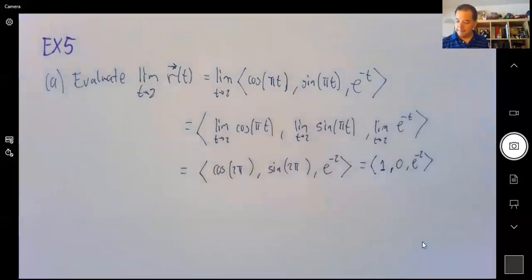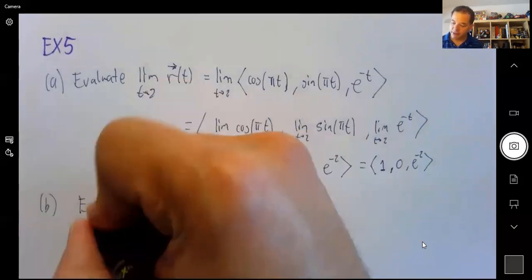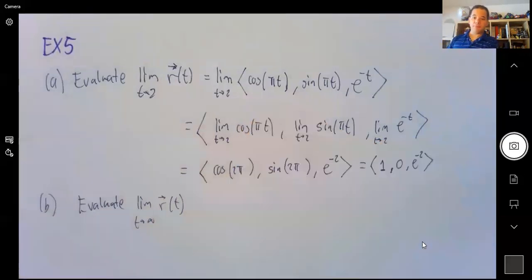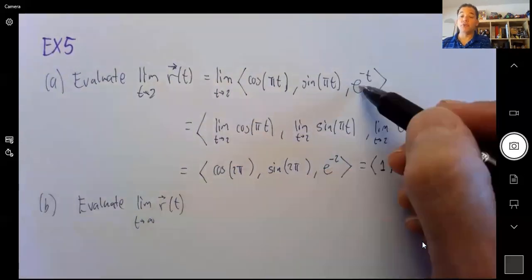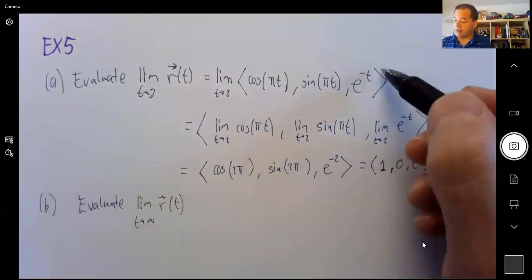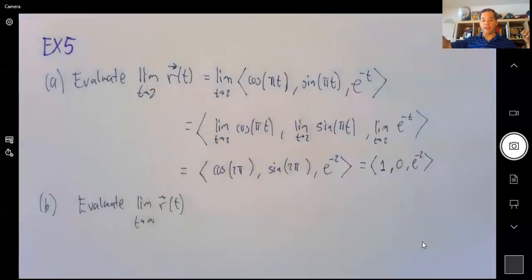So that's part A. Now part B says about the limit when it goes to infinity. And for this one, you can see that when t goes to infinity, e to the negative t goes to 0. So the last coordinate will go to 0. But these other two don't have a limit because sine and cosine, when you go to infinity, they still go up and down, right? Up and down, between -1 and 1.